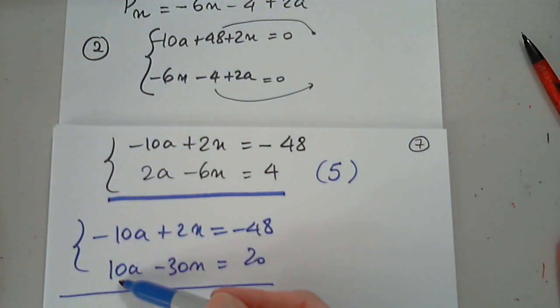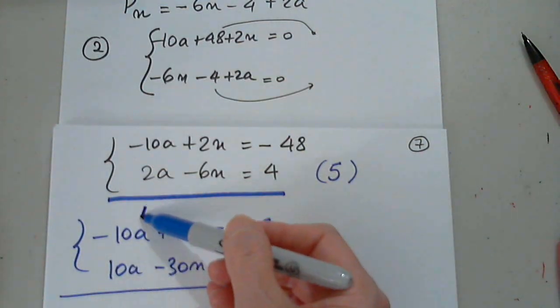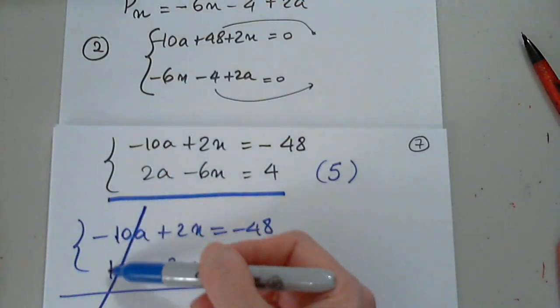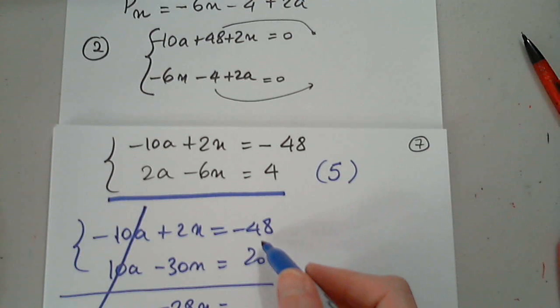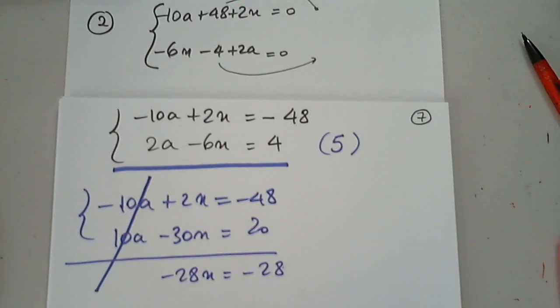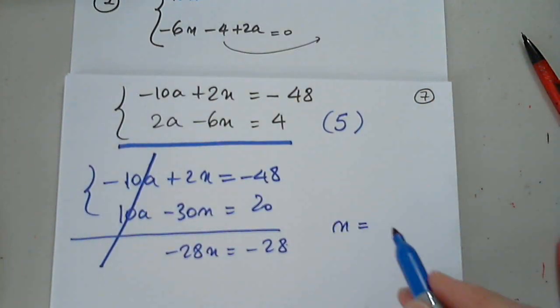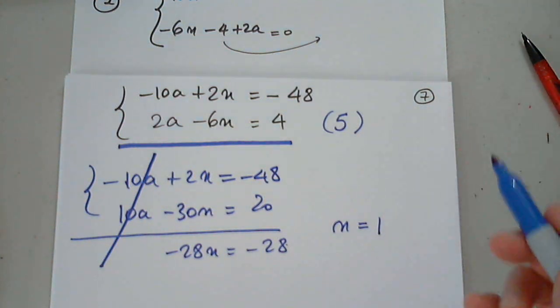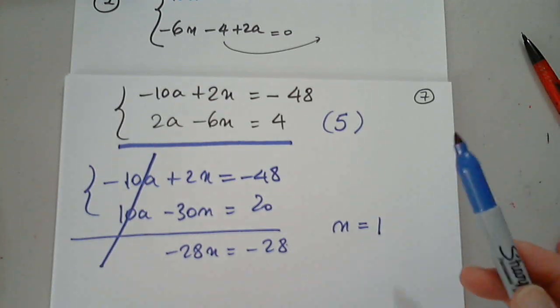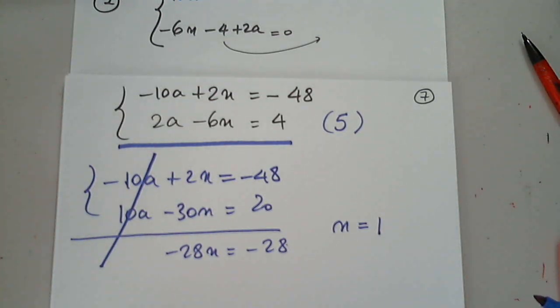5 times 2, 5 times negative 6, and 5 times 4. Now this is gone because they are the same with opposite signs. So this is negative 28N, and this is negative 28. Beautiful. So then N equals 1. It's in thousands, so it will be 1,000, but we have to use n equals 1.